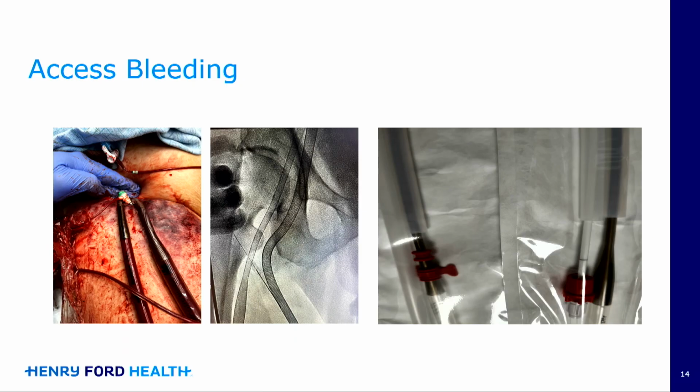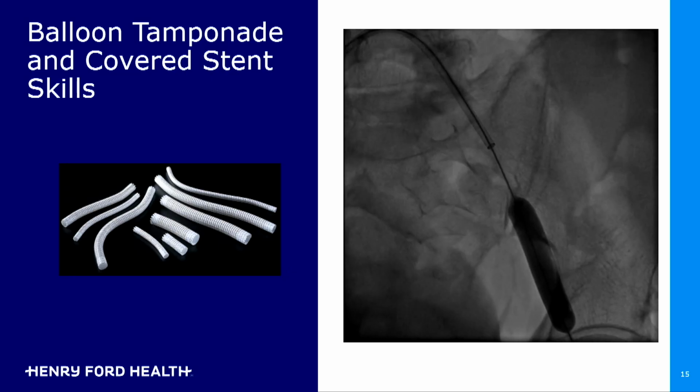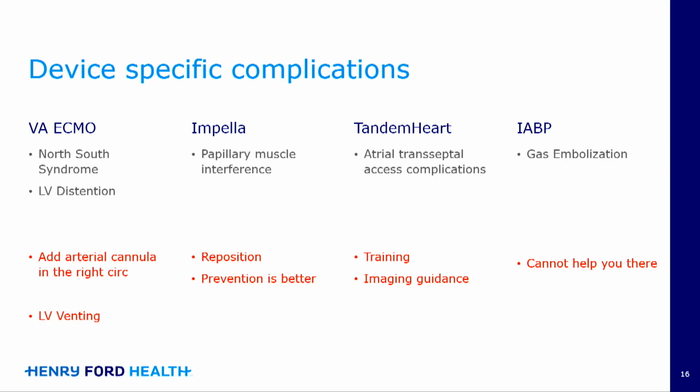Bleeding at the access site, this is one of the most recent patients. There is about 2 liters of blood in that thigh, and the reason is the cannula. If you notice, the cannula on the right goes in, and when the patient goes to the ICU, it slides back, and the patient bleeds around it. The other cannula, on the left, has a collar that prevents it from going in and is safer. You need to learn how to do a balloon tamponade and use a covered stent.